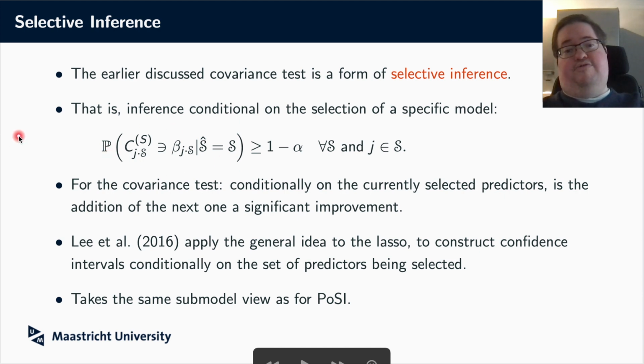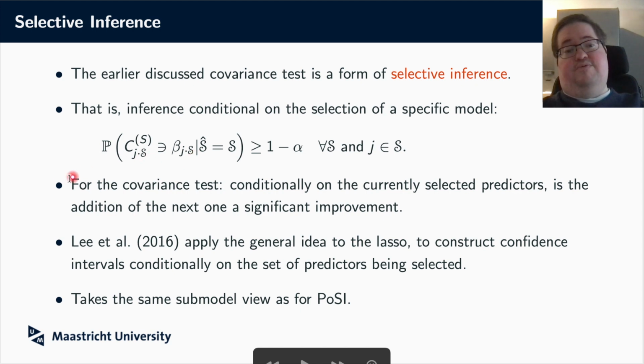So the covariance test was, well, there we conditioned on the currently selected predictors. And then what we wanted to do was, conditional on that, test whether adding one more yields a significant improvement. Now we're going back to the original framework, and that is doing inference on the parameters. And so we are going to use the same notation as for the POSI. So you see also that the notation here is the same.